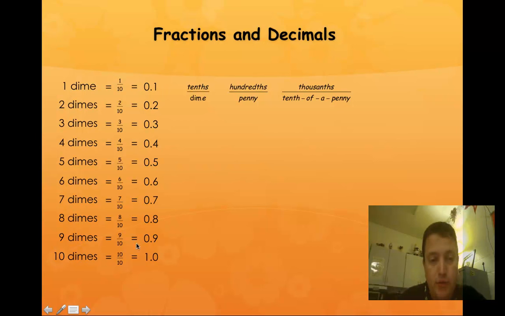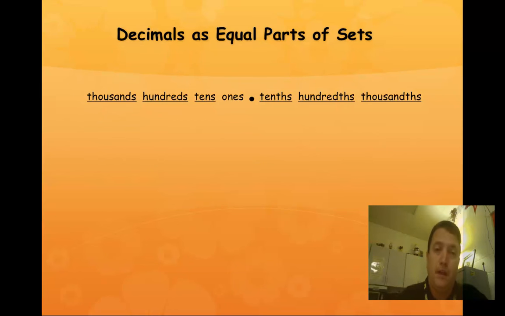But look what happens when I move to 10 dimes here, ladies and gentlemen. My 1 now jumps over here to the ones place because 10 dimes equal 1 whole. Think about it, when we talk about fractions, that's 1 whole, or they equal a dollar. Where would that 1 go if it was a dollar? It'd go to the left of the decimal point, not the right. All right, so we're going to look at decimals as equal parts of sets here.